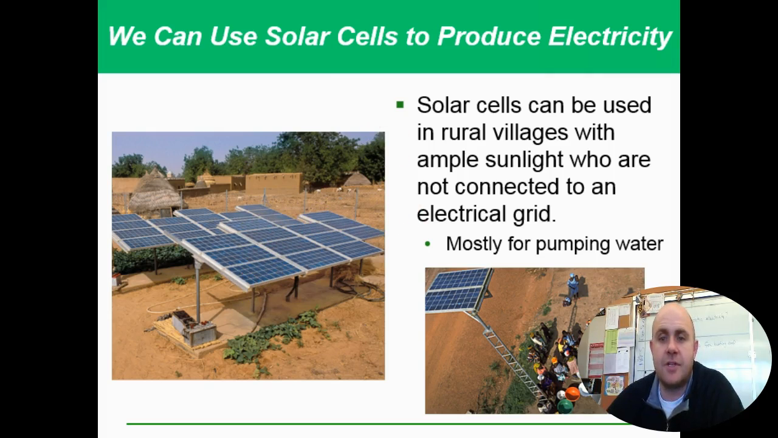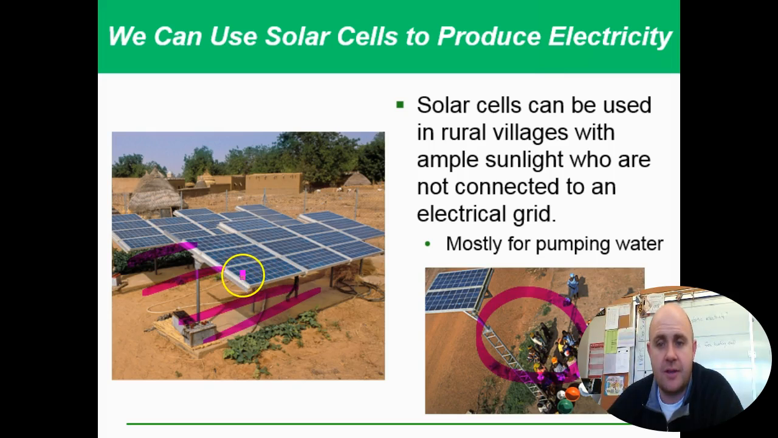And these solar cells can be used in rural areas. Again, in poor countries where they don't have access to infrastructure, setting these up can be a wonderful way for them to gain energy. For pumping water is what they're mainly used for now. But ample sunlight, rural areas, great option.